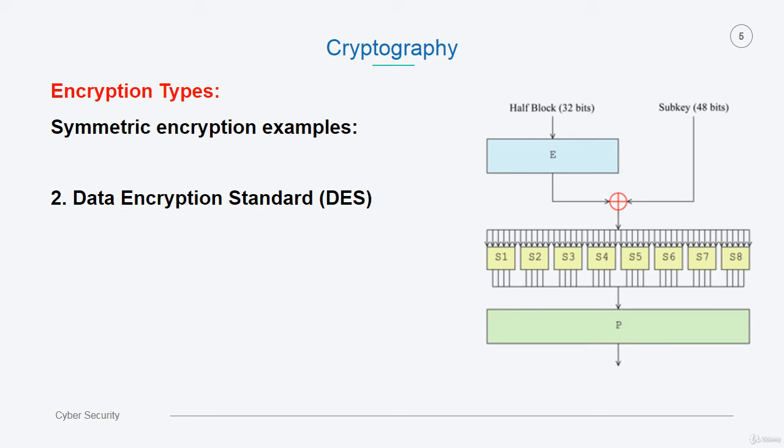Another symmetric encryption example is the DES, Data Encryption Standard. This encryption type was developed in 1970s by the National Security Agency. This encryption type is insecure, and this is mainly due to the 56-bit key size being too small. In January 1999, Distributed.net and Electronic Frontier Foundation collaborated to publicly break a DES key in 22 hours and 15 minutes.